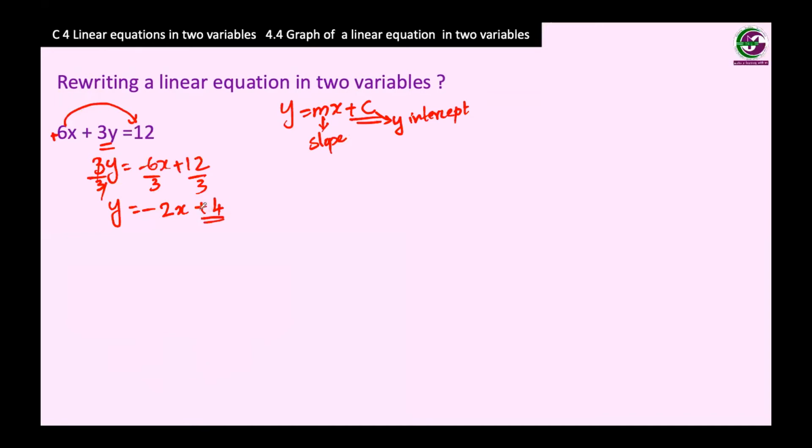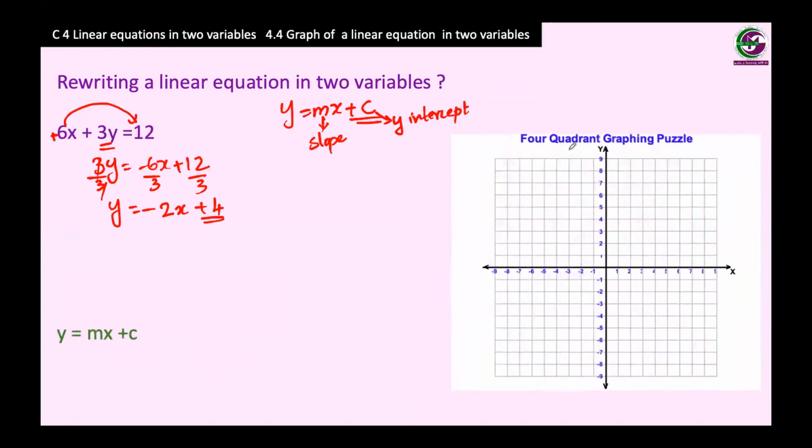So at the point plus 4 on the y-axis, the line will meet there. You will see it on the graph here. So let's take the point 4. At the point 0, 4, or at the point 4 on the y-axis, the line will meet there. And what does the slope mean? Negative 2 means go down by 2 steps. We rewrite the number with x in the form of a fraction. You know that you can write it as over 1.